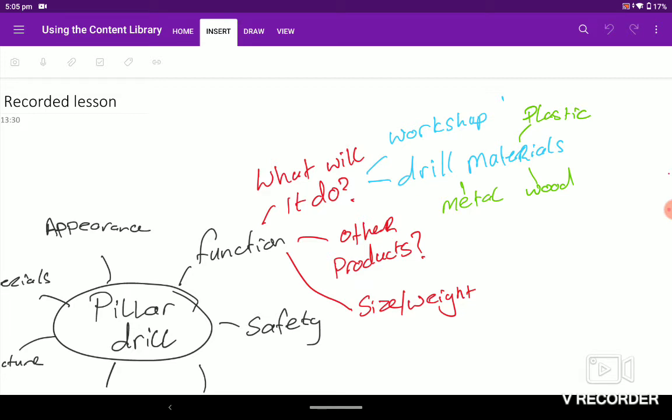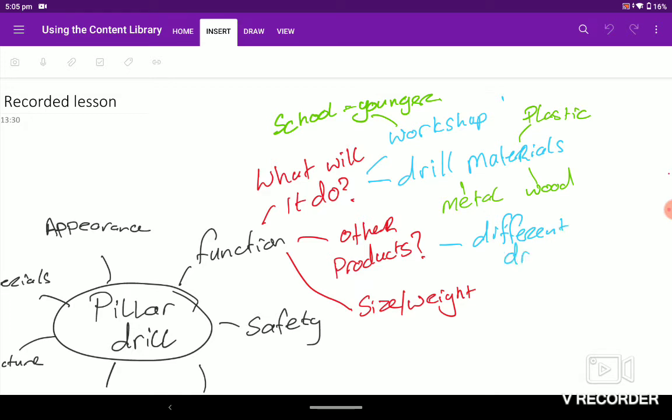You could talk about who will it be used by. Will it be younger people? In a school, it'll be younger. And obviously workshops, you'll have fabrication workshops, they'll be used by older people. The other one, other products: what other products will it need to work with? It needs to be able to work with various different drill bits, and needs to be able to hold a machine vise, the vise that we hold the material in.